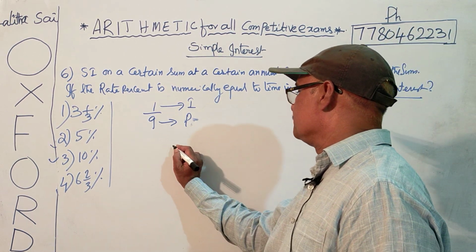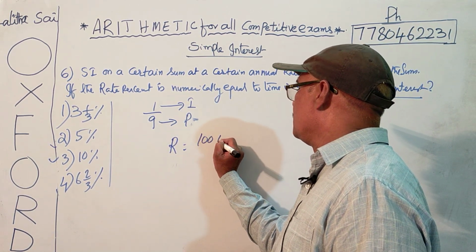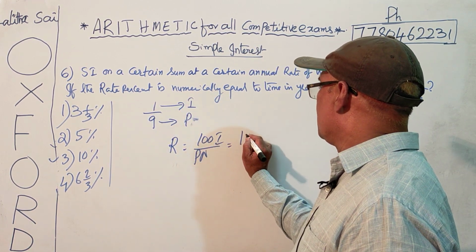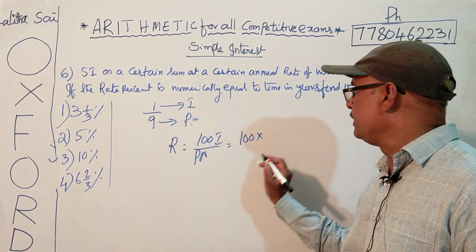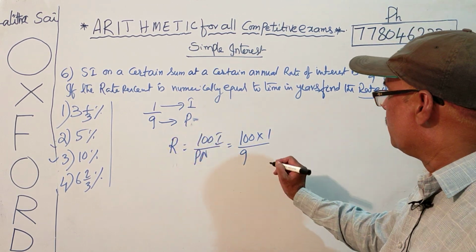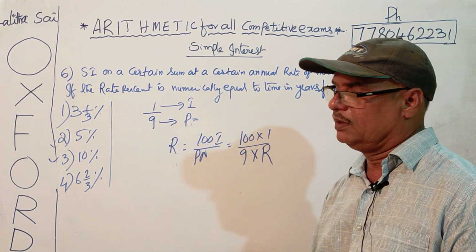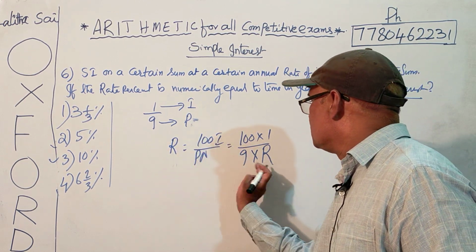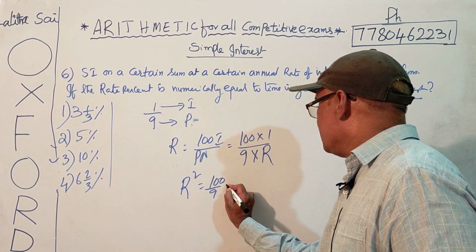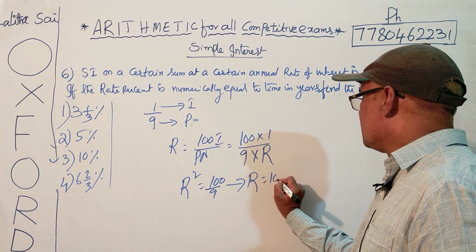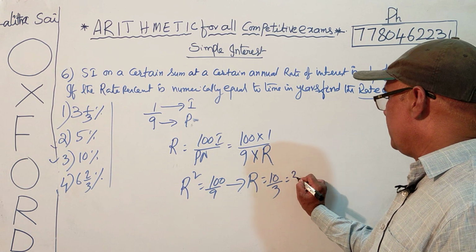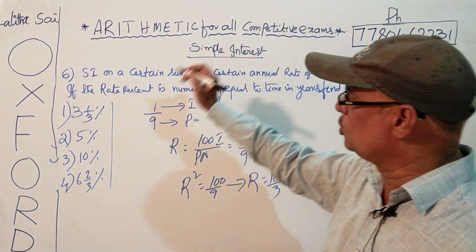Now you go for R. R is equal to 100I by PN. That is 100 into I means 1, divided by P means 9. N and R are equal, so this is R. Now take this R here. That is R into R. R square is 100 by 9. Then R is equal to 10 by 3. Square root of 100 is 10. Square root of 9 is 3. That is 3 1 by 3%. So first option.